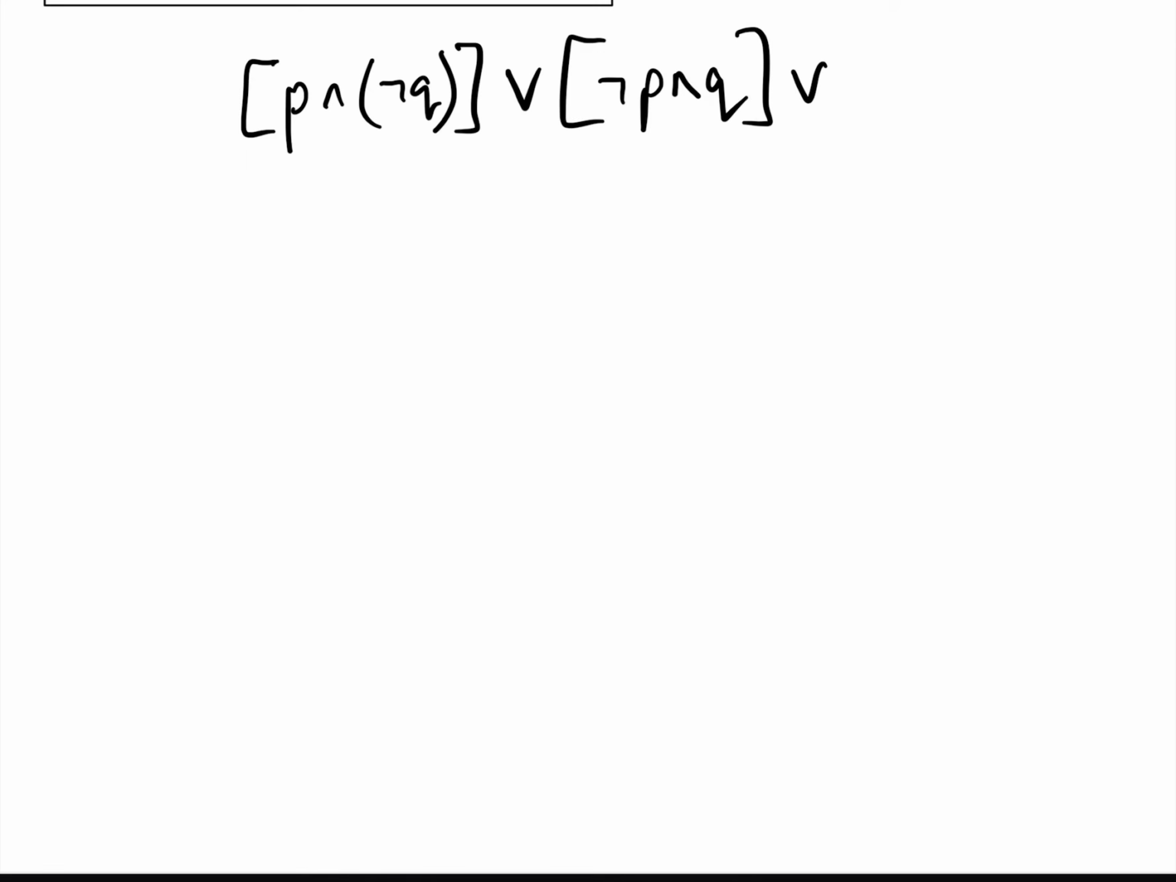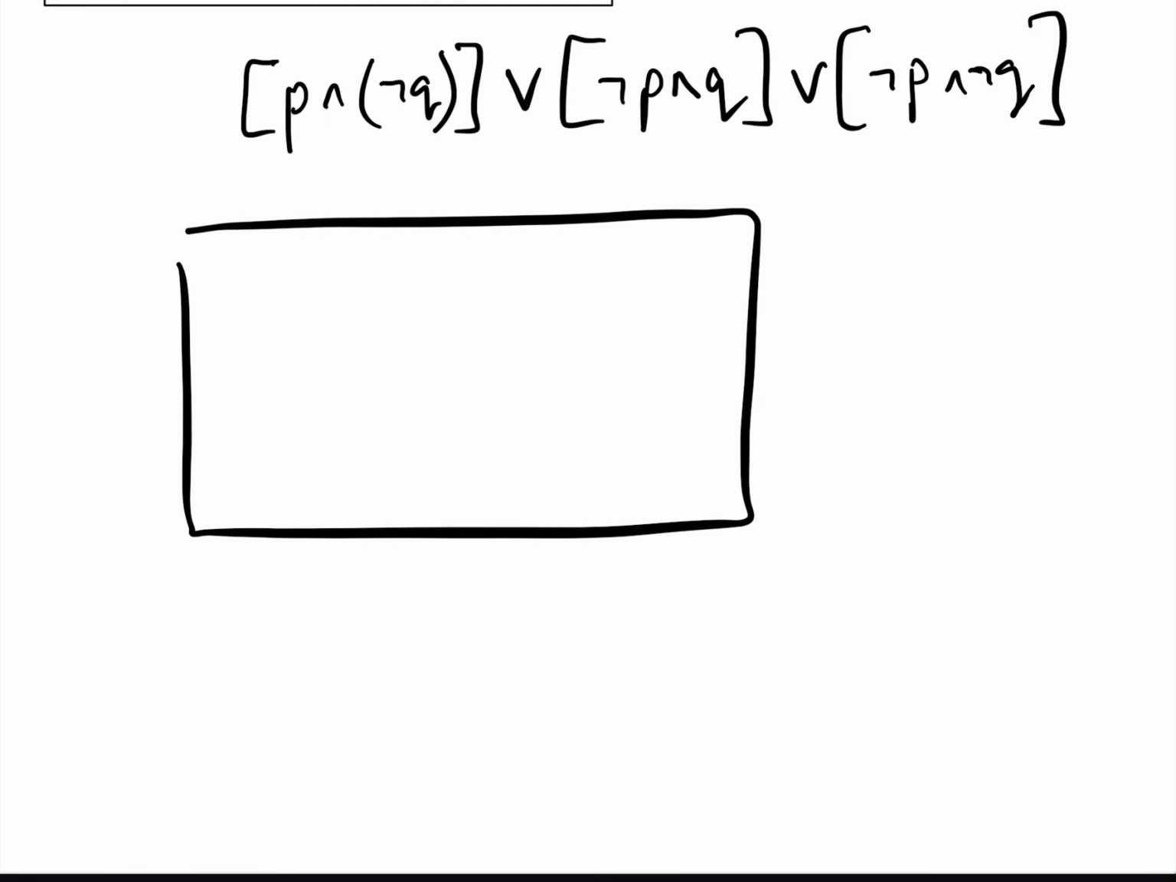So now let's just rewrite what the question was. It was P and not Q, union not P and Q or not P and not Q. And what we're going to do is solve this just using sets. Okay, so let's have a look.